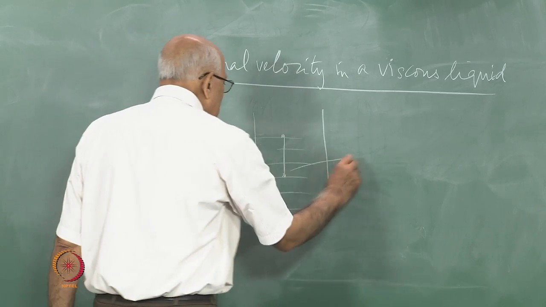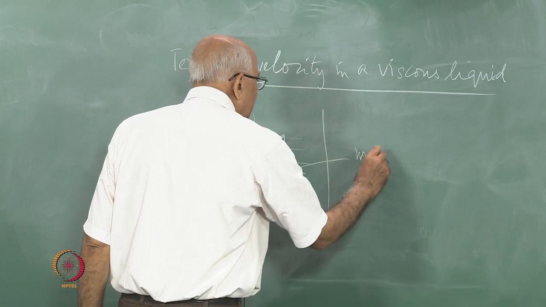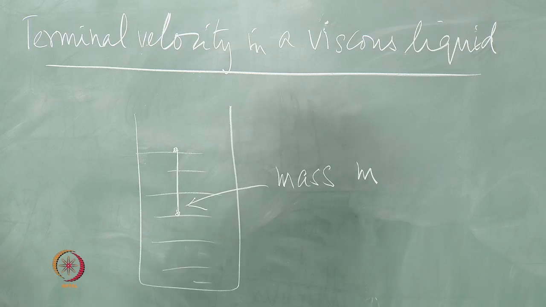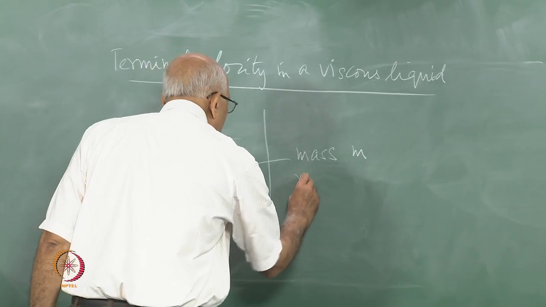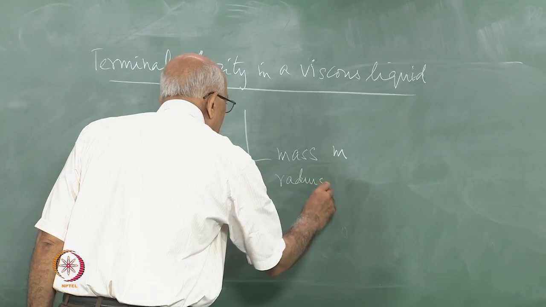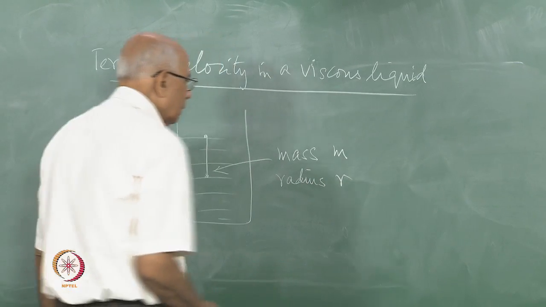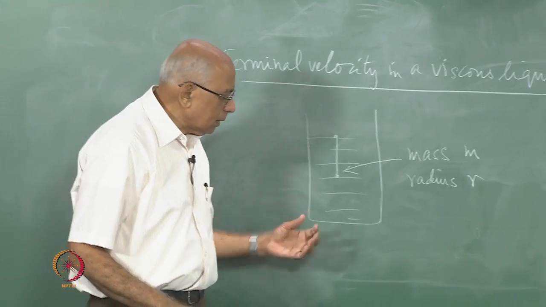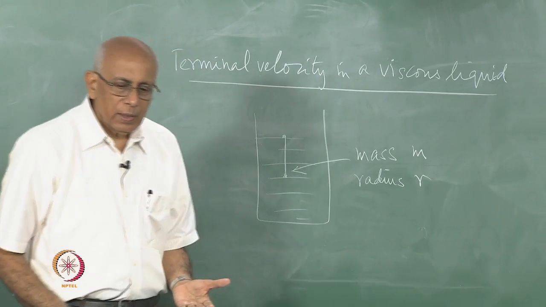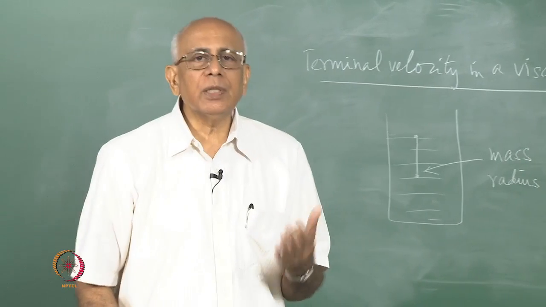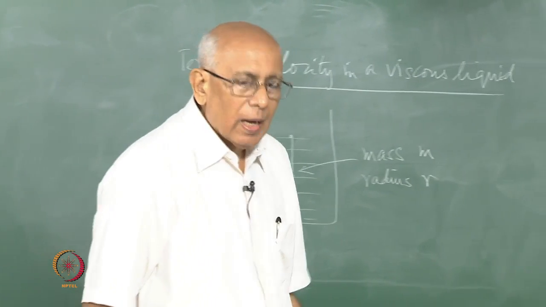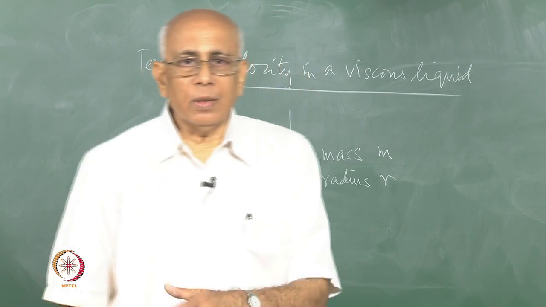Let us say the mass of this object that is falling down is m, and for simplicity let us start by assuming that it is a perfect sphere of radius r. It is falling under gravity, but as it falls there is also a drag force exerted on this ball by the friction from the liquid, and it is called viscosity. As you can see intuitively, honey or oil is more viscous than water.